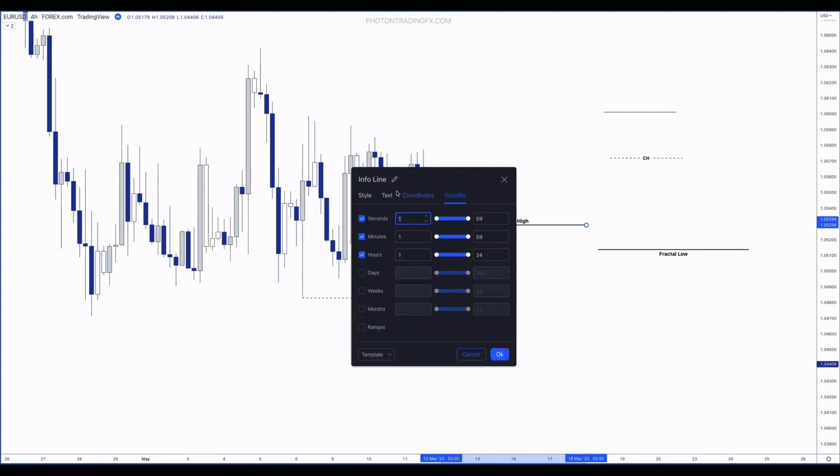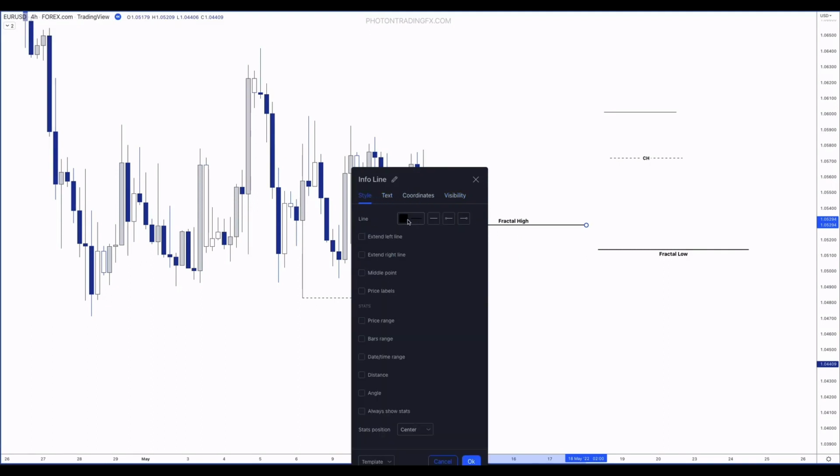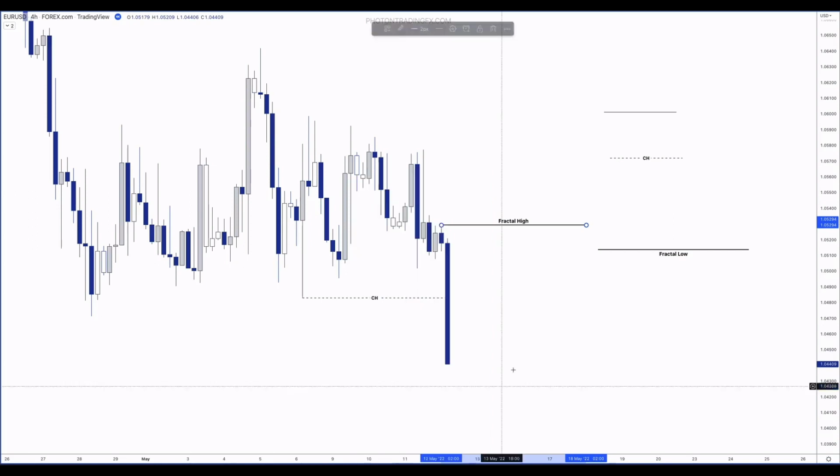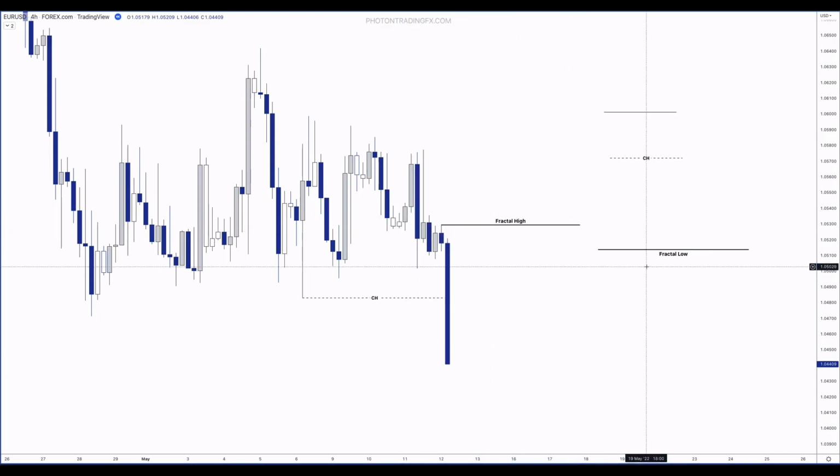What time frames it will appear on, all that fun stuff. And then the style, you can change the thickness of the line. You want dashed, dotted, all that fun stuff. I'll let you play around with it, okay? Cool, so that's the fractal high. And obviously this will be the fractal low at the moment, but I'm not going to map that on until we actually get our fractal pullback.